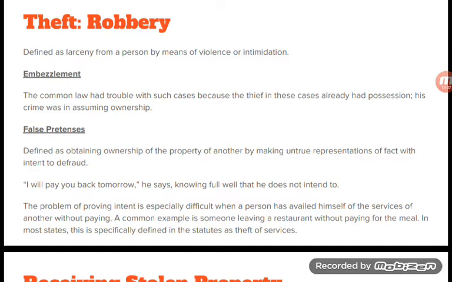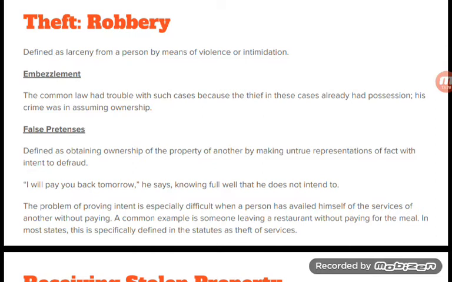False pretenses. False pretenses is obtaining property of another by making untrue representations with an intent to defraud. It's important here that it says intent to defraud. So if you would borrow money from another person, you do actually intend to repay them, then that is not going to be false pretenses.